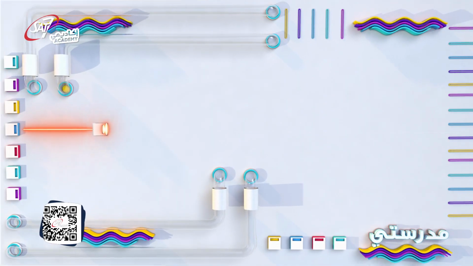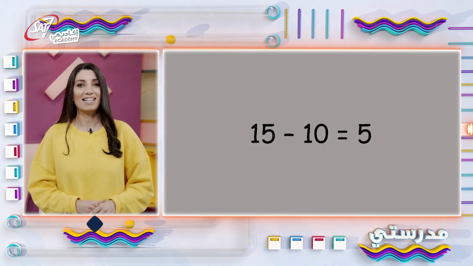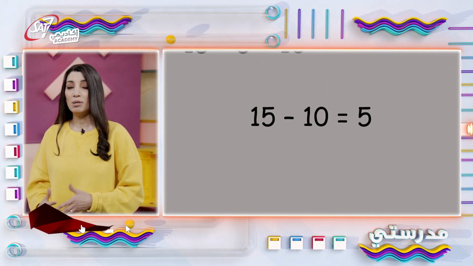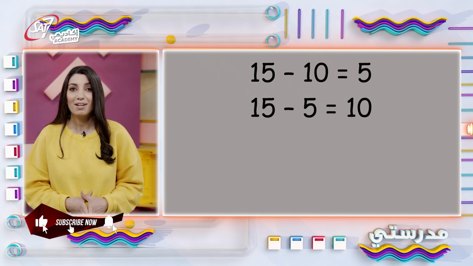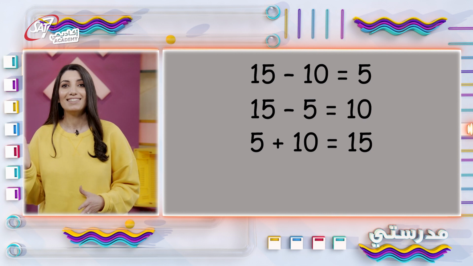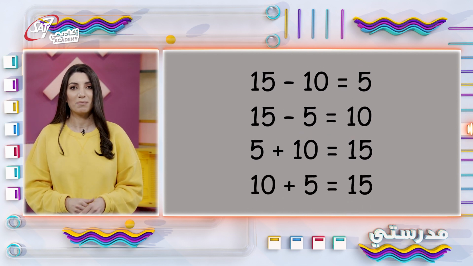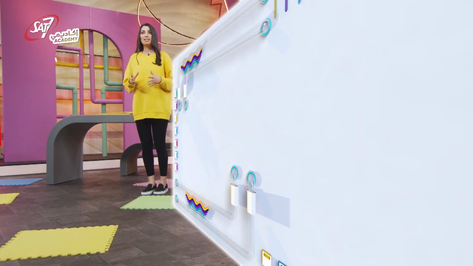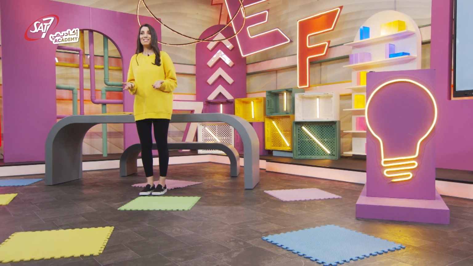How many number sentences were you able to make? Did you subtract or add or both? 15 minus 10 equals 5. 15 minus 5 equals 10. 5 plus 10 equals 15, and 10 plus 5 equals 15. Did you think of all these sentences? Which ones did you miss?